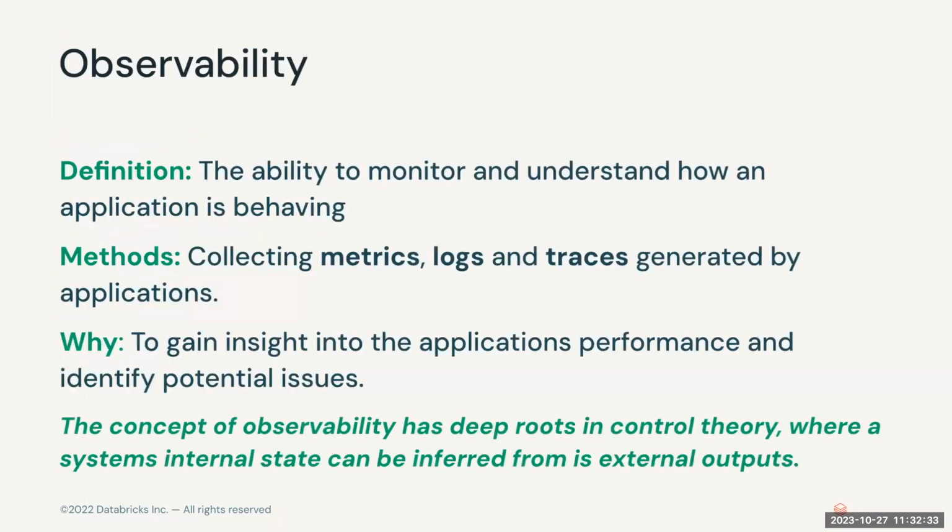So to start with, in general terms, observability simply means a way to monitor what's happening and how your application is behaving. If you want to understand how your application is behaving and what is happening behind the scenes, you need to have some kind of observability. And this is normally done by collecting metrics, logs, and traces. So these are the three main pillars of observability.